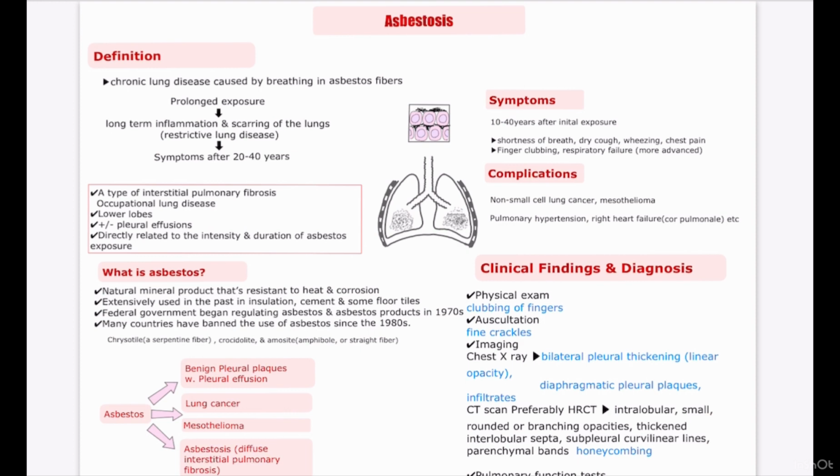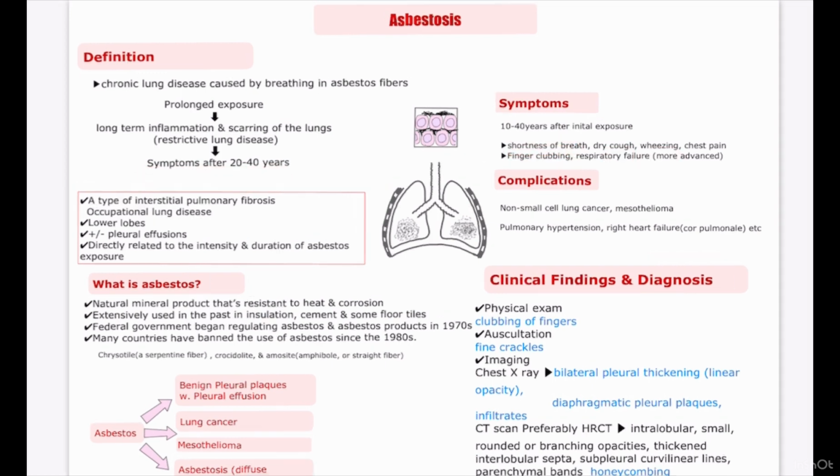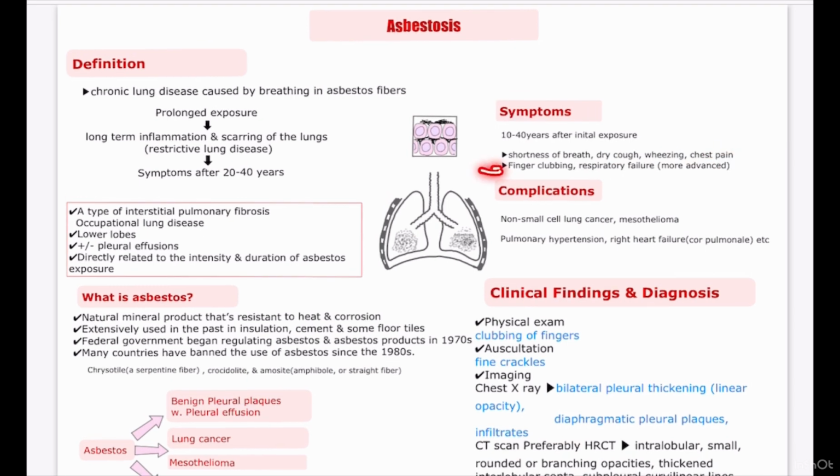Finally, it is the review time. So what is asbestosis? Asbestosis is an interstitial pulmonary fibrosis caused by prolonged exposure to asbestos fibers, and the symptoms begin after 20 to 40 years. The symptoms include shortness of breath, dry cough, wheezing, and chest pain. And in advanced cases, finger clubbing and respiratory failure. There are also many complications such as lung cancer, mesothelioma, and pulmonary hypertension and right heart failure.